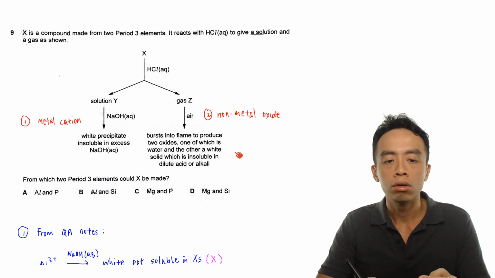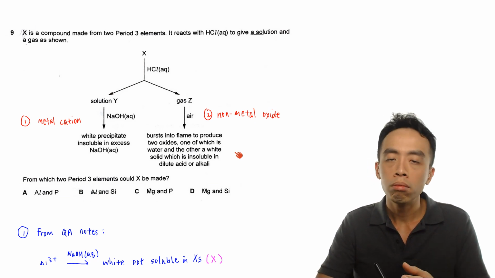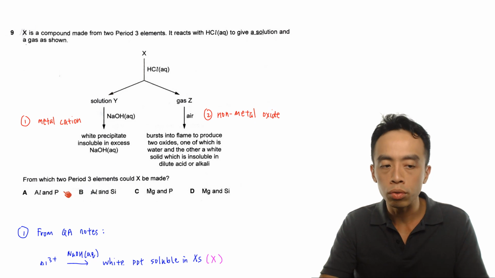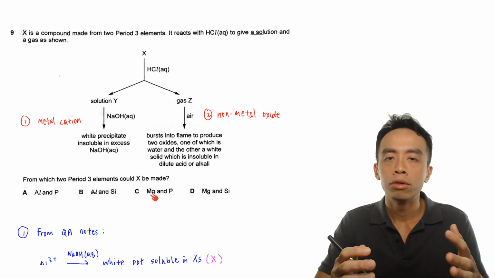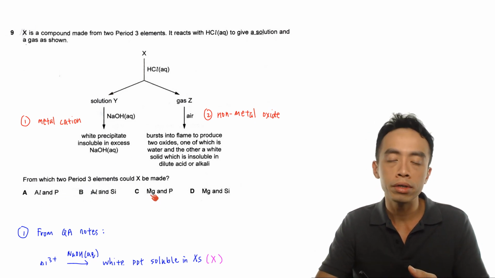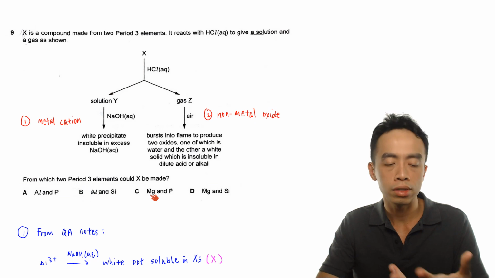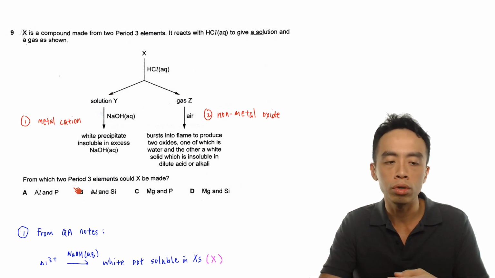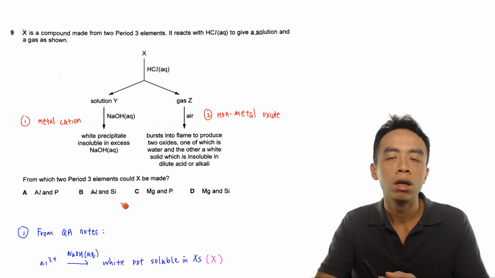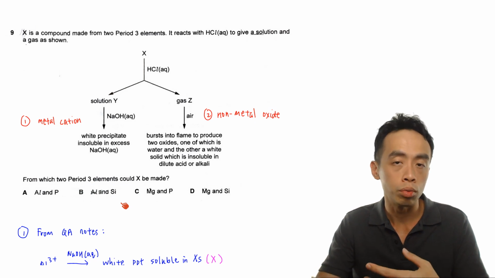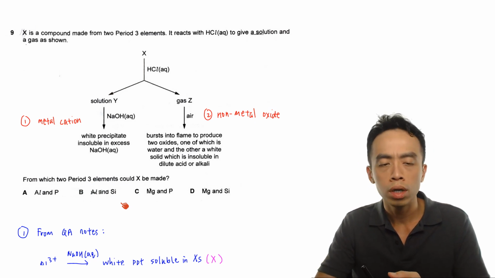Then for the two metal choices, based on the options given, it is only between aluminum and magnesium. So it makes it a lot easier for us to do comparison. I only need to compare between magnesium and aluminum. Then for the non-metals, you notice we have something similar. I only need to compare between phosphorus and silicon. So I only have two non-metals to worry about, two metals to worry about.